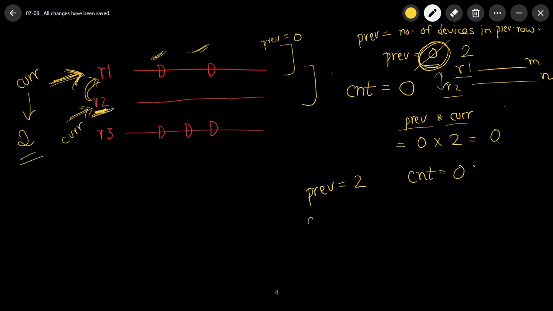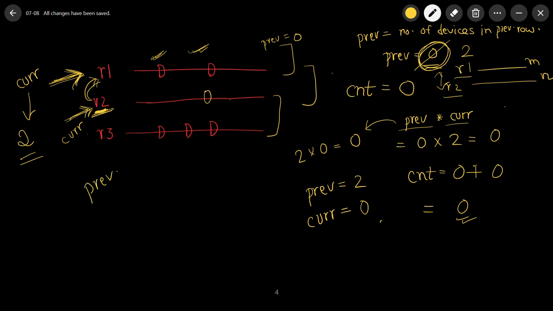So now we count devices in our current row. We can see the current row is R2 and it has no devices, zero devices. So that's why current is 0. So again we do the multiplication. Previous into current is 2 into 0, which is nothing but again 0. So still 0 is added. So we again have 0 only till now. Now this is the interesting thing. Now the next pair is R2 and R3. So now you may wonder whether we would now make the previous 0 because it was the current.